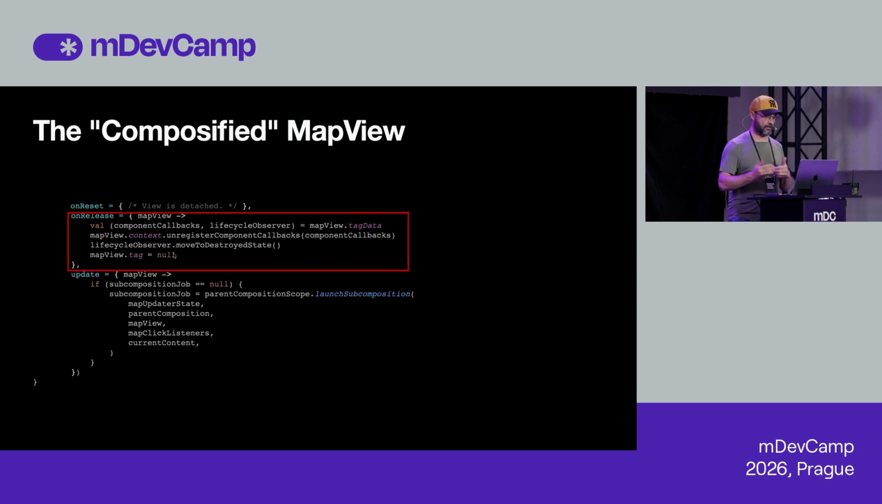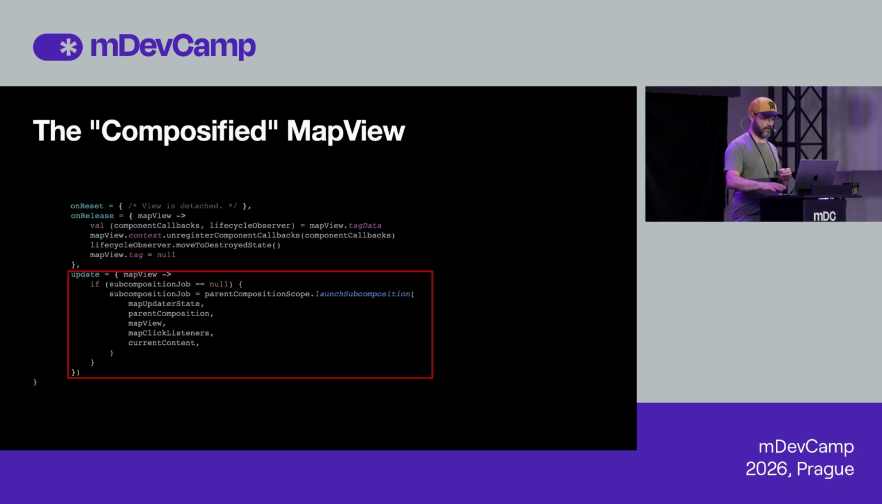We have the onRelease method. This gets called when the composable gets killed. In this case, we are doing also some deinitialization and null setting on some properties from the map. The tag, for example, is null because it has been released. The lifecycle observer is going to be moved to the destroyed state. That's the onDestroy, basically, in the lifecycle. We unregister the component callbacks, etc. And we make sure that there is not going to be any memory leak. This is what you would be calling in the onDestroy method, probably in Android, to make sure that the library, the view, is not in memory.